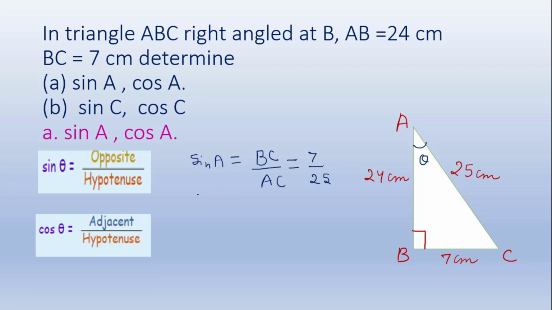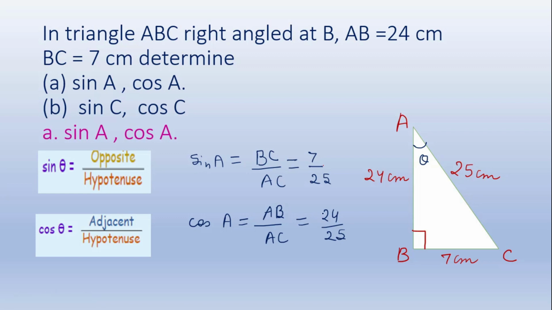Now we know the formula for cos theta, that is adjacent side divided by hypotenuse. Here again we have to find out cos A. So cos A will be here, AB is 24 and AC is 25. So cos A will be 24 by 25.